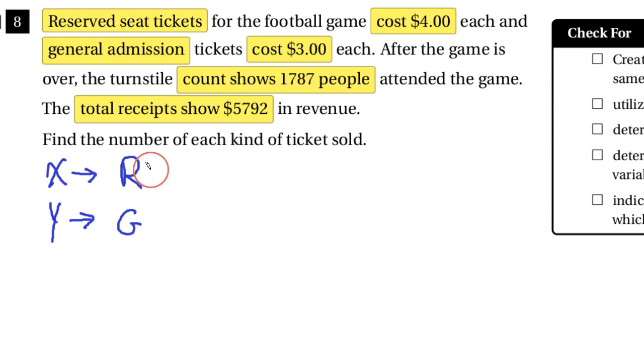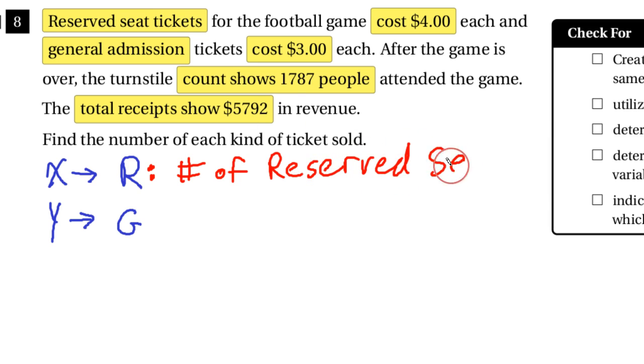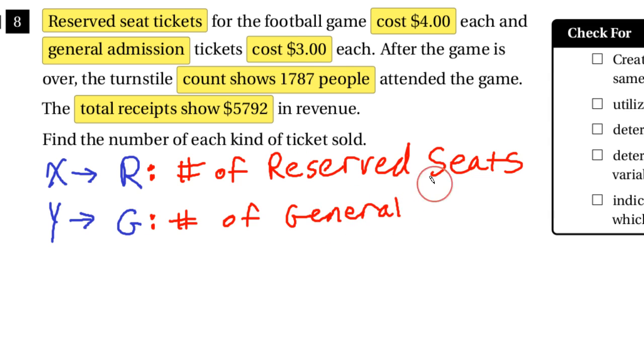But the more important part is that when you say X or R, you need to actually say what it means. So in this case, R could be the number of reserved seats. It would help if I spelled reserved right. And G could be the number of general seats.